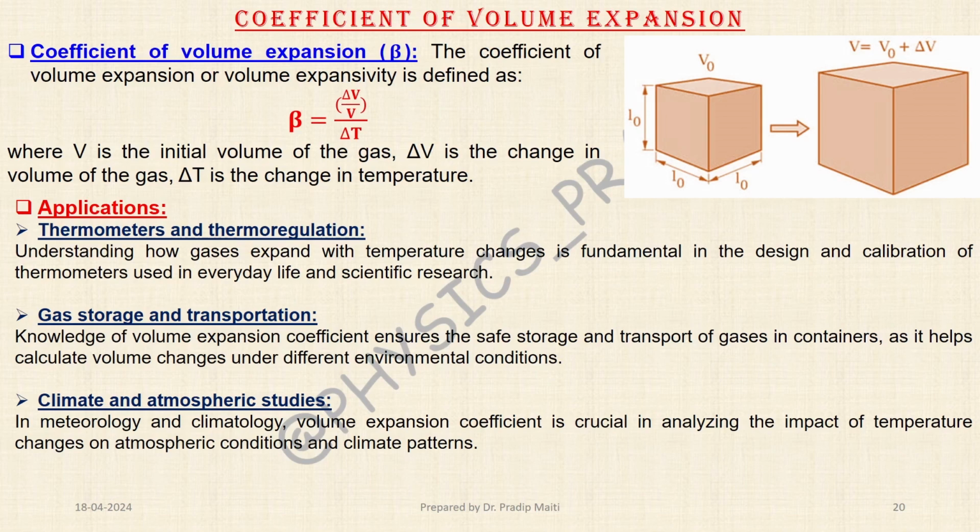Coefficient of volume expansion is represented by beta, and beta is given by delta V upon V divided by delta T, where V is the initial volume of the gas and delta V is the change in volume and delta T is the change in temperature.